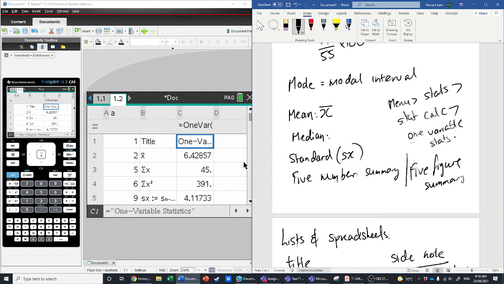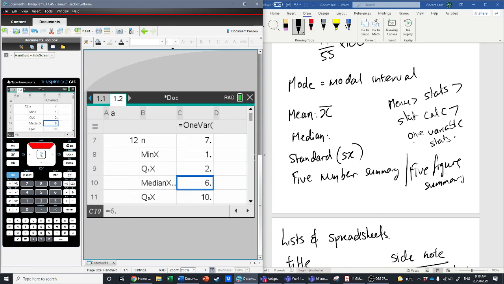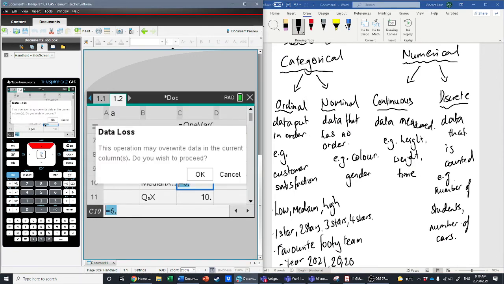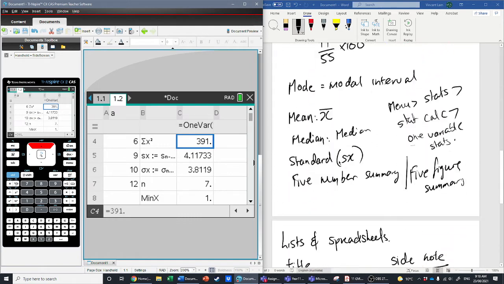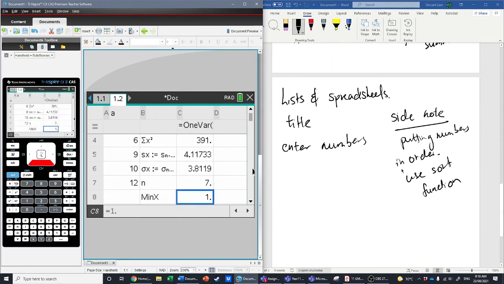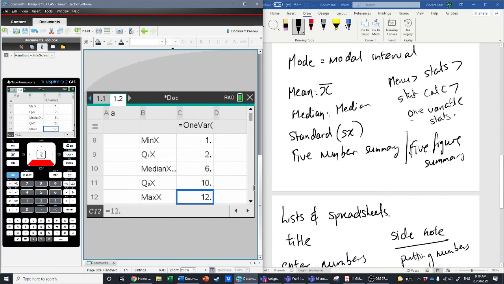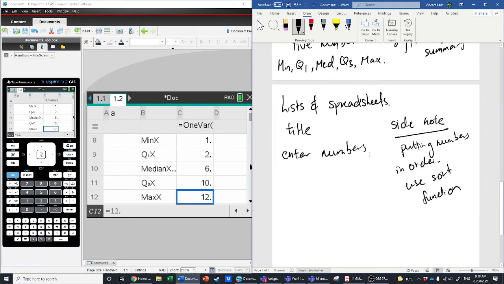Just remember that. The median is, if you scroll down a bit there, which is median, which is just the median. The standard deviation, if it was up here, which is the SX. And then the 5-figure summary. The 5-figure summary consists of 5 numbers. It is the minimum, the Q1, your median, your Q3, and your maximum. And you use that to draw a box plot as well.